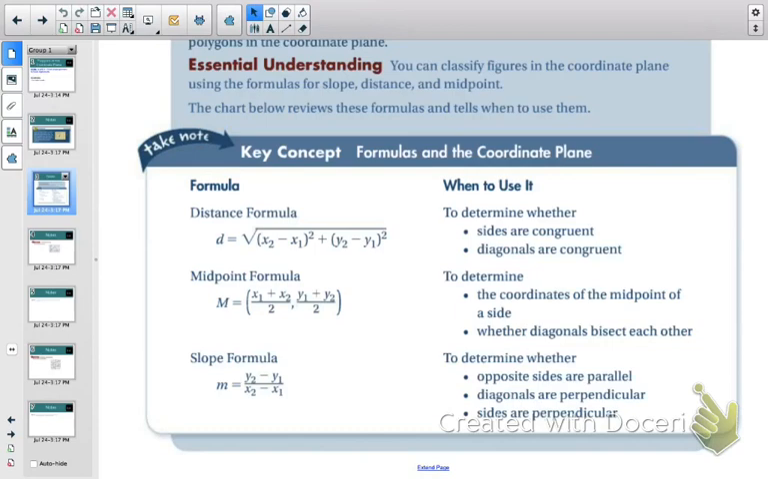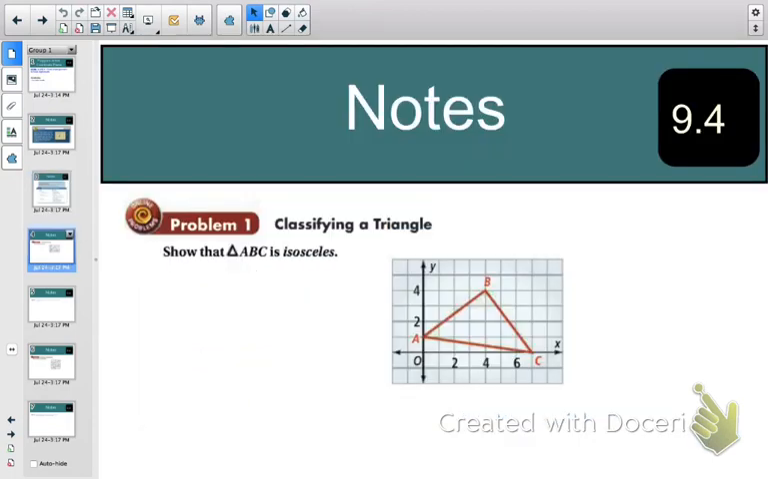The midpoint you can use to determine the coordinates of the midpoint, or if the diagonals bisect each other, meaning that they cut each other in half. And the slope formula is useful because you can determine if sides are parallel or perpendicular. If they're parallel, they have the same slope. If they're perpendicular, they have opposite reciprocal slopes.